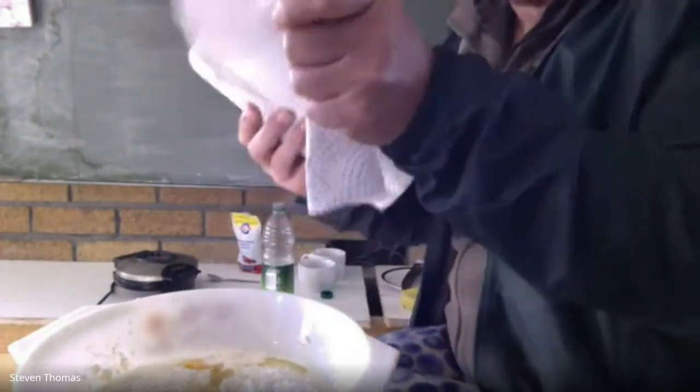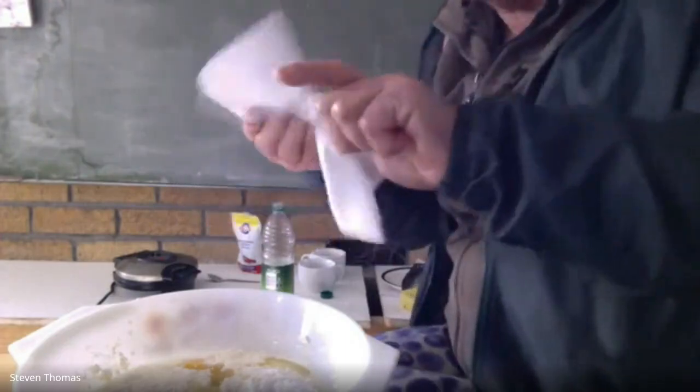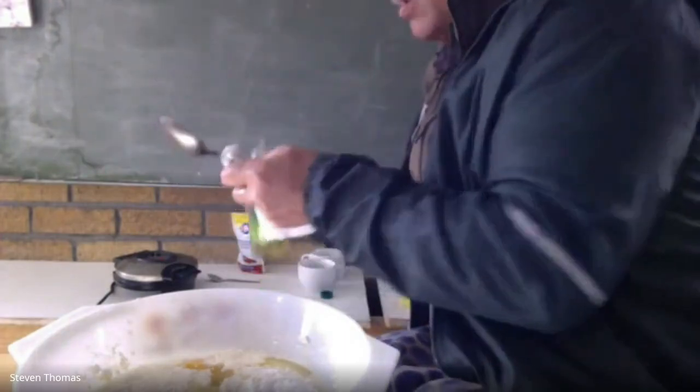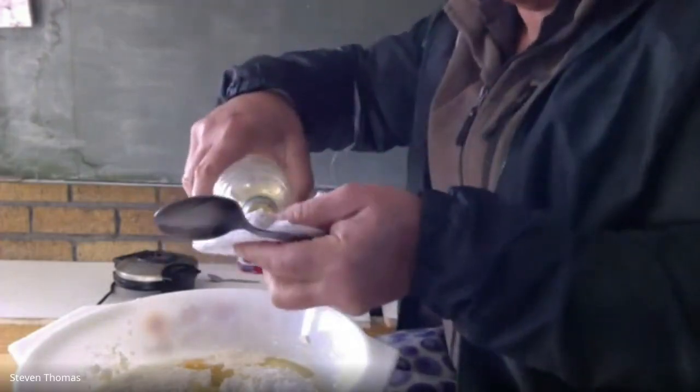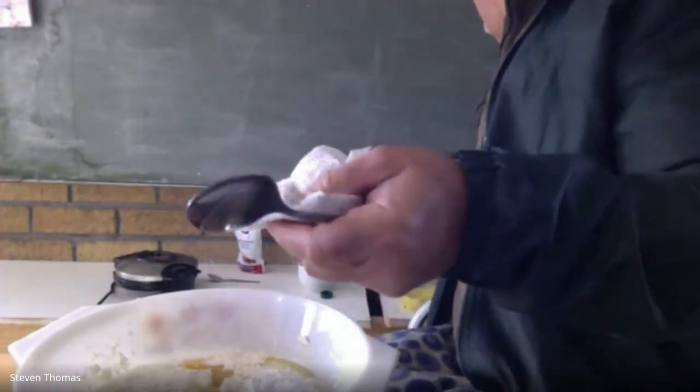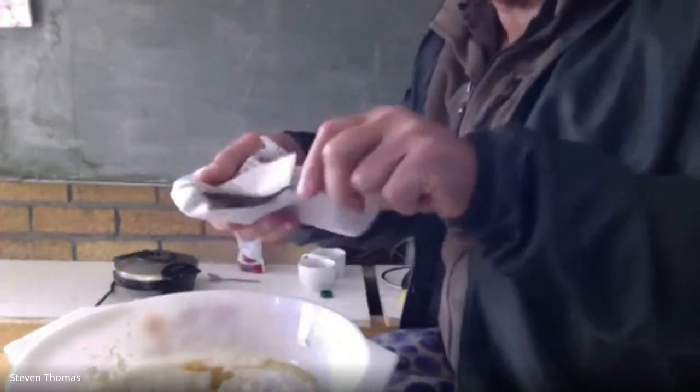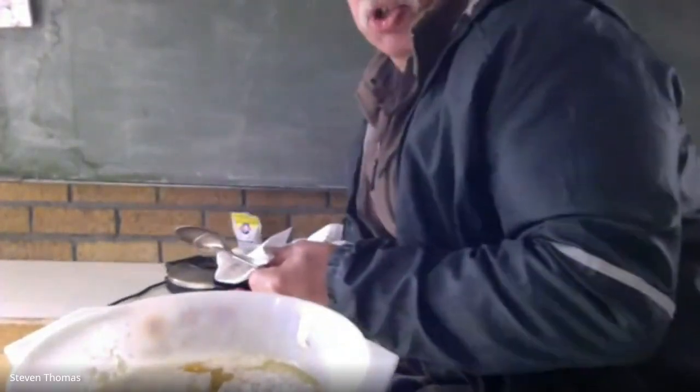I've got to take a paper towel and grease the machine with it. There's 3 tablespoons of oil. 2 of it go into the batter, 1 of it greases the machine. So 2 tablespoons in the batter.